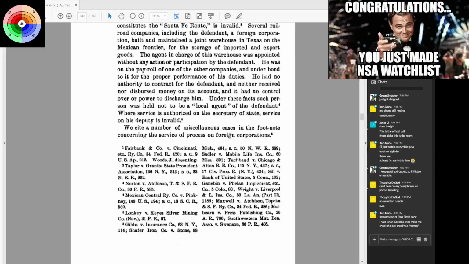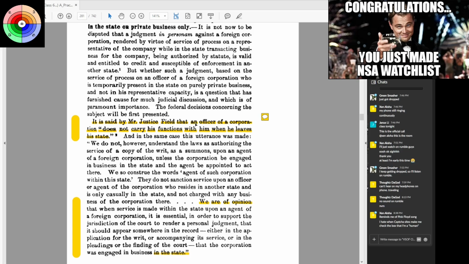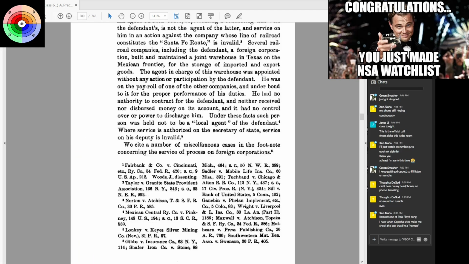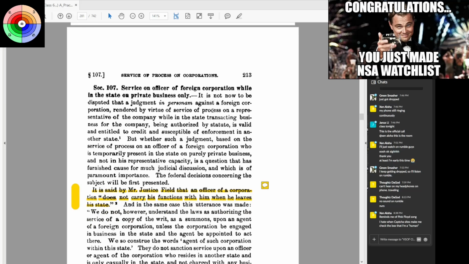Skipping down quite a bit here because I skipped a lot of the rest of this, and we get into a different section as well. A lot of this other stuff was just back and forth about if an agent was here, if an agent was there, if he was at his house, if you found him out eating lunch, that kind of stuff, which I don't want to get into. All right, section 107. Service on officer of foreign corporation while in the state on private business only.